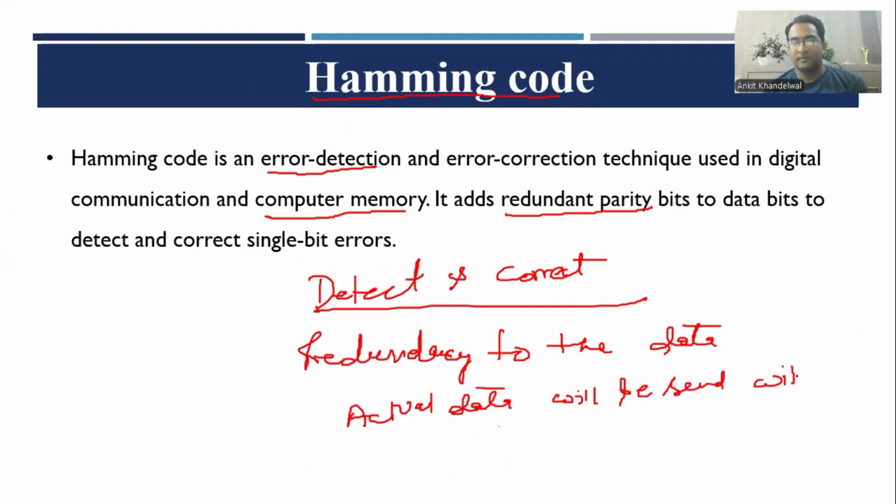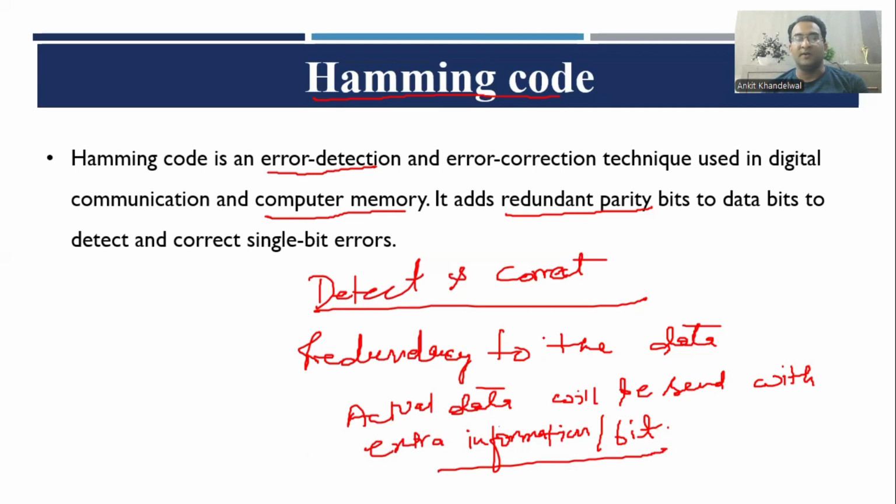That means the actual data will be sent with extra information or extra bits. This extra information or extra bit is called redundant bits. These bits are useful in error detecting and error correcting the data.